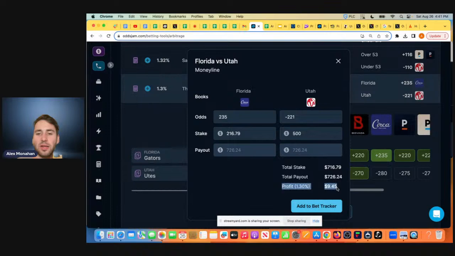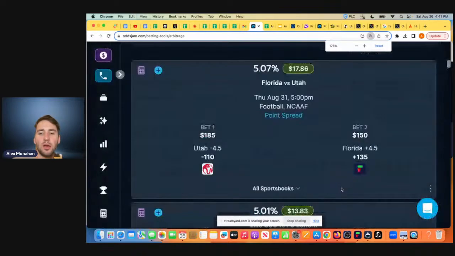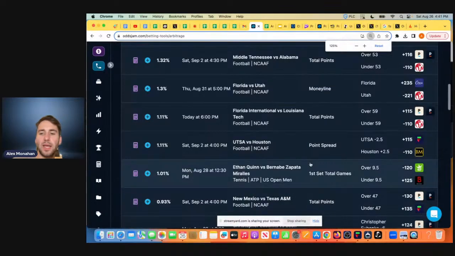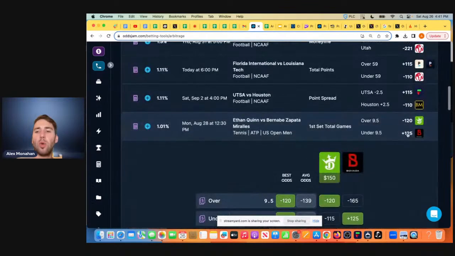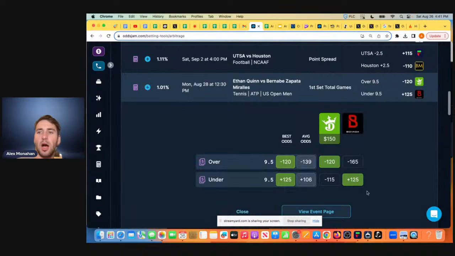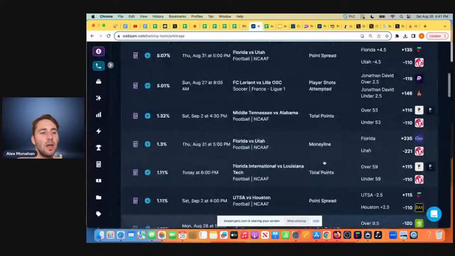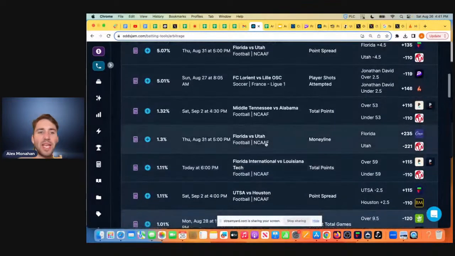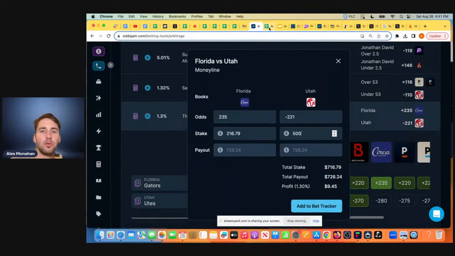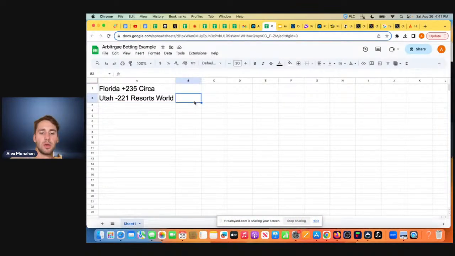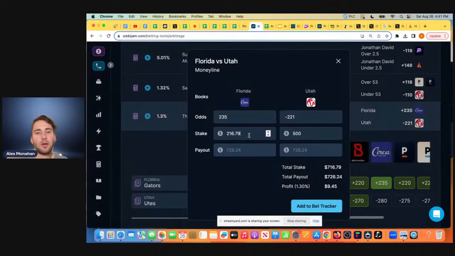This arbitrage calculator tells us what we're going to make. Whoops, let's go back here. And here you can see there's some between DraftKings, Bovada. Again, you don't know where the best arbitrage bets are going to be on what sports books, which is why I recommend having as many books as possible. But let's go back here, and let's say we're going to bet $500 on Resorts World. So $500 is going to be our stake, and then we'll just follow the calculator.